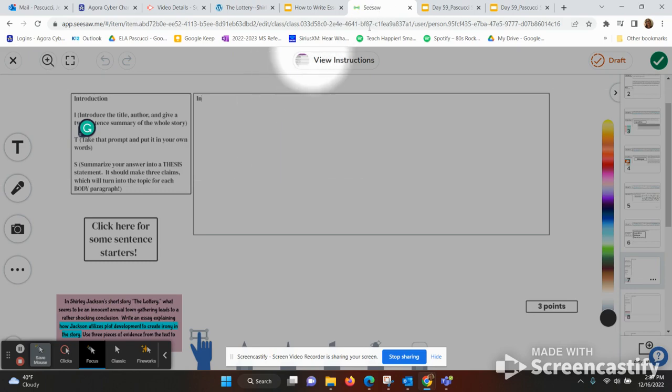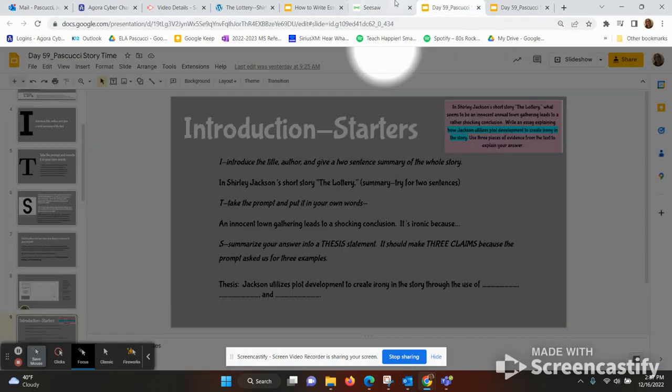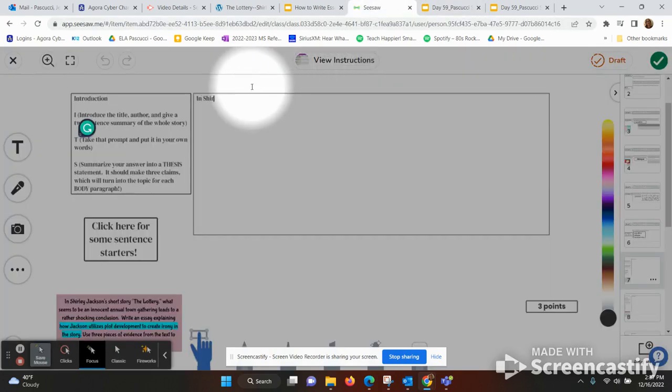What were our sentence starters? In Shirley Jackson's... All right, and you're going to kind of continue this on, and you're going to draft your work.